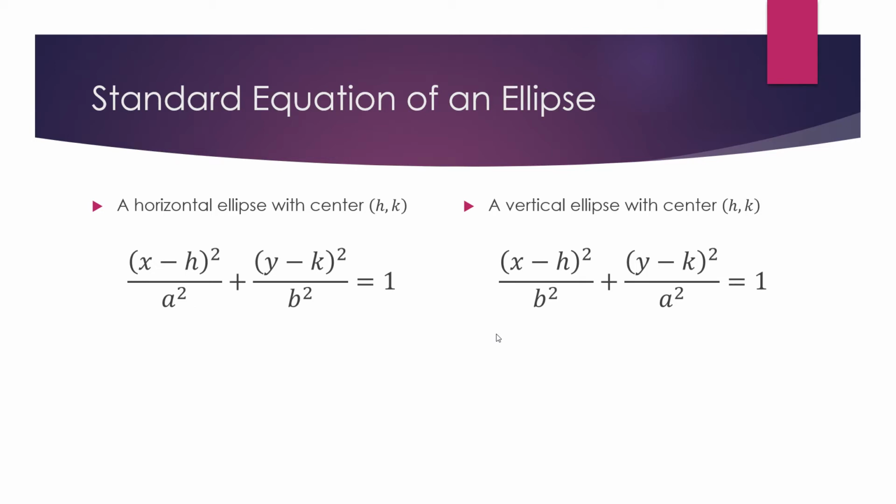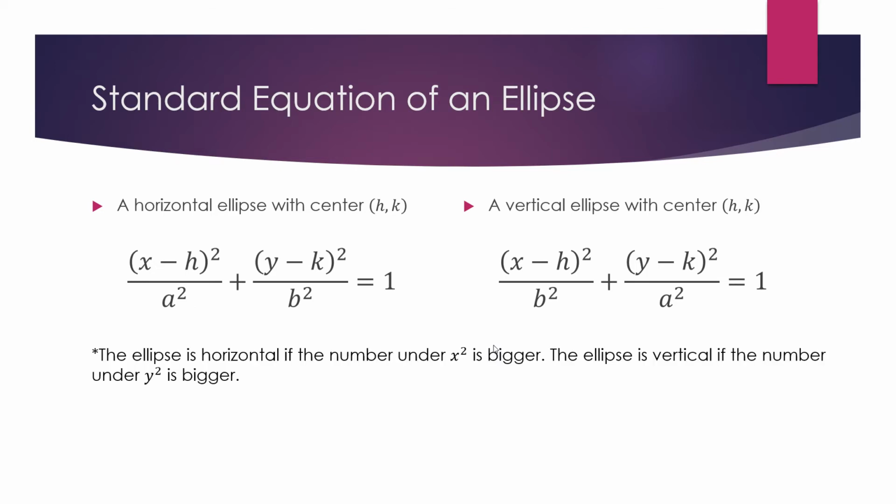You might pause for a moment here and look at what is the difference between these two equations. How could you tell by looking at an equation whether one is horizontal or vertical? Remember that A is the distance from the center to the vertex, which is always going to be a longer length than from the center to the covertex. So it is going to be a horizontal ellipse if the number under your x squared term is the larger number, and it'll be vertical if the number under the y squared term is the larger number once it's in standard form.